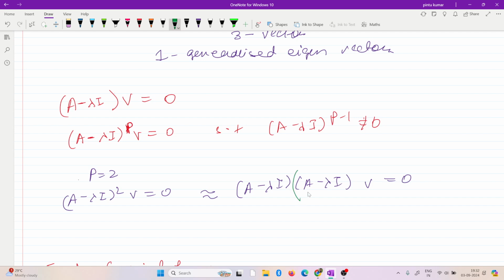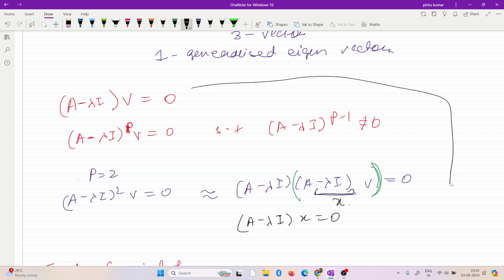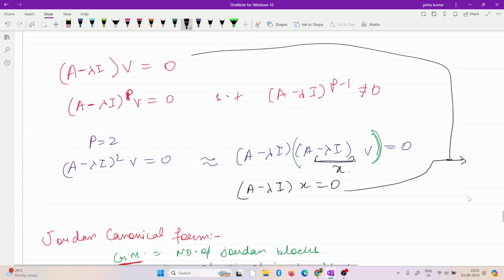If you look at this part, and you rename this as, let's say, x. What does this mean? (A minus lambda I) x is equal to 0. This is the exact definition for your eigenvector, right? This means your x is an eigenvector.